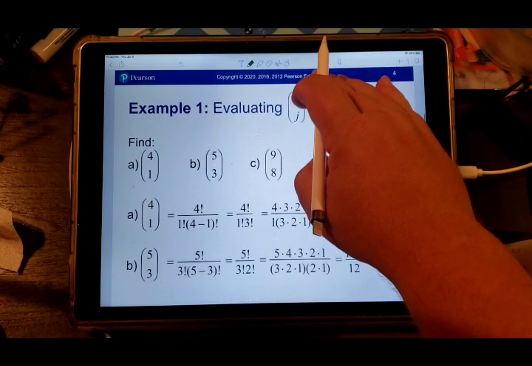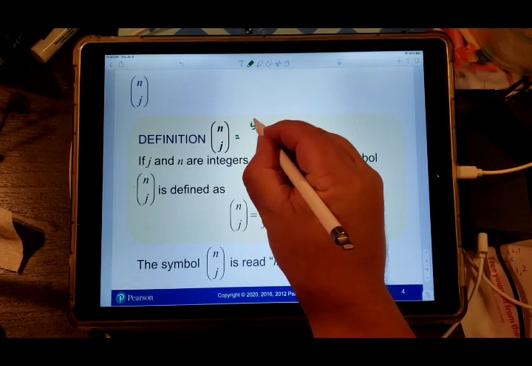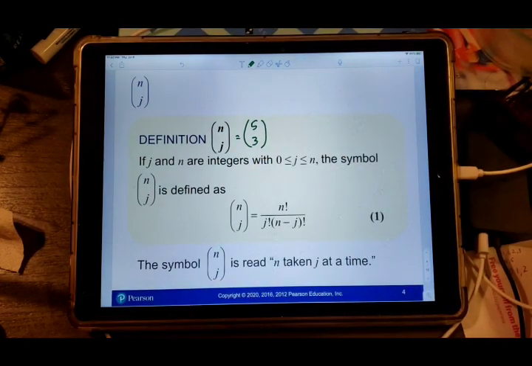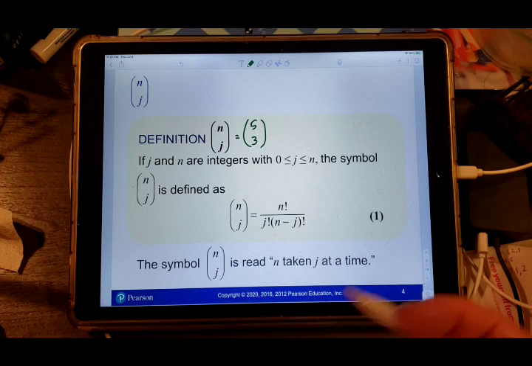Let me find a hypothetical number, 5, 3 here. All right. So we're given a number here, a number there. This is what it might look like if we actually have numbers in there. And now, what is that? It equals some number.